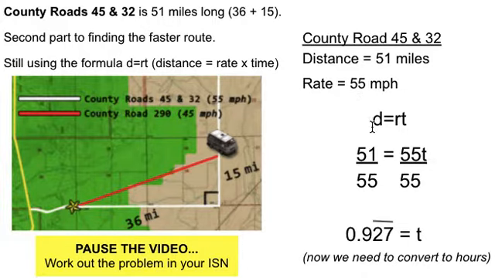So when I plug them into my formula, distance equals rate times time, 51 is going to go in for the distance, and 55, which is how fast I'm going, is going to go in for the rate, leaving me with t, what I'm trying to find out. How long will it take me? So I notice that I'm taking 55 times t, so the inverse operation is dividing, so I will divide by 55 on both sides. And when I take 51 divided by 55, I get 0.927 repeating. This is the time it's going to take, but we're going to need to convert this to hours and minutes yet. Go ahead and pause this video if you need to finish working out the problem in your ISN.